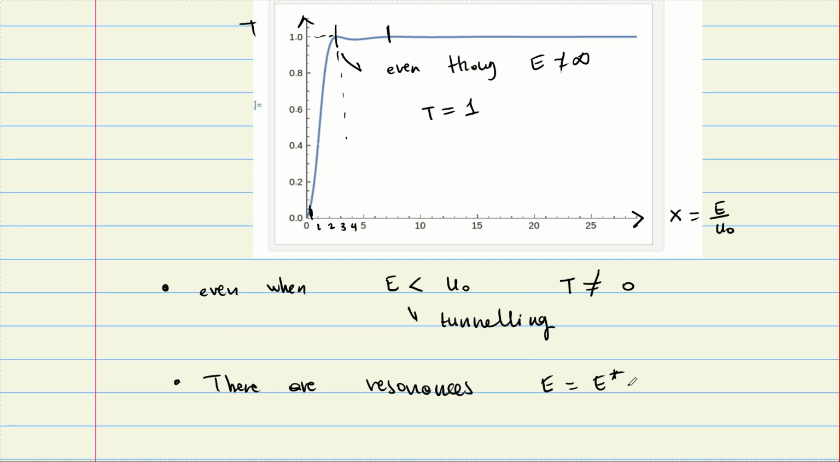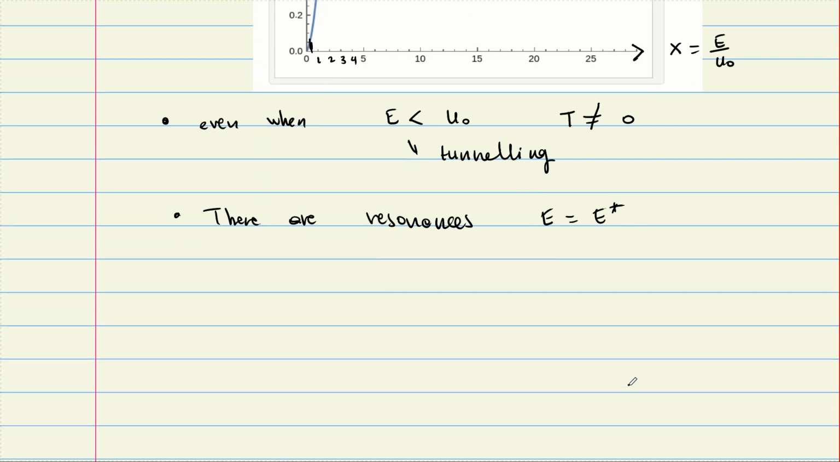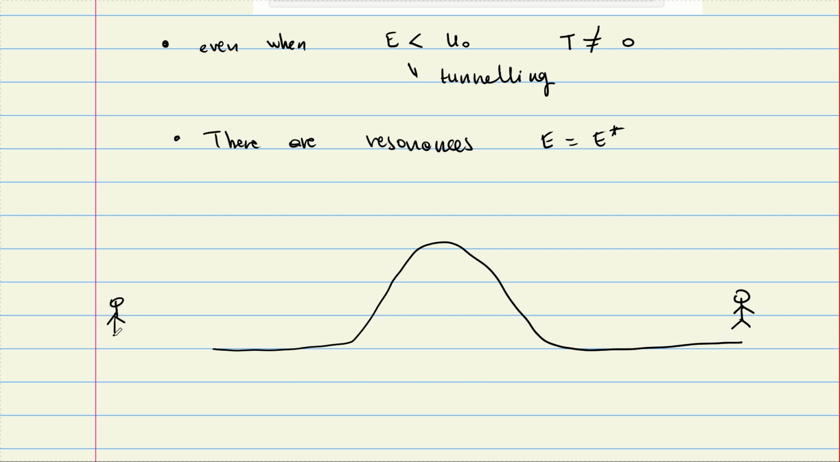Now let's see why, I will finish in 1 minute. Let's see why this is a purely non-classical observation. Suppose the barrier is not this, but something like this hill, right? Suppose you are here, and I am here, and I have a ball here, and I want to send it to you. Say the height of the hill is U0.